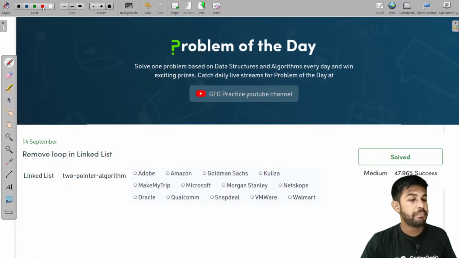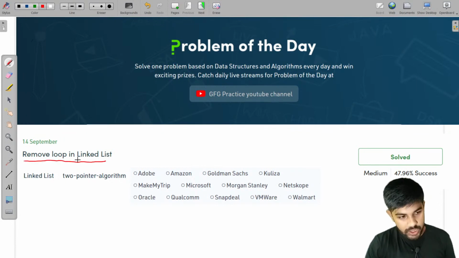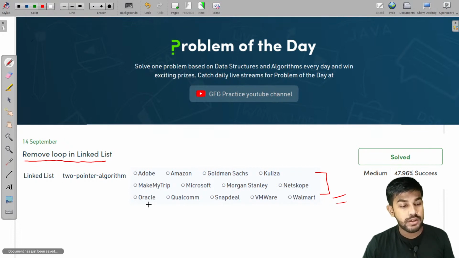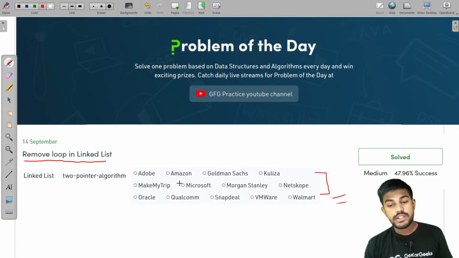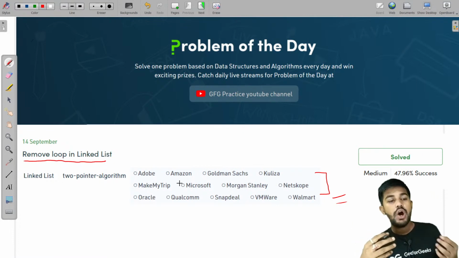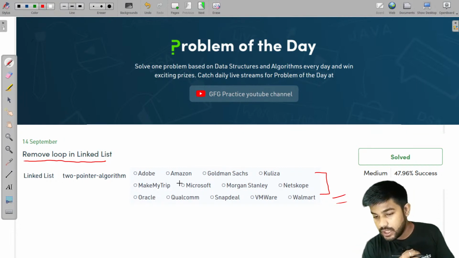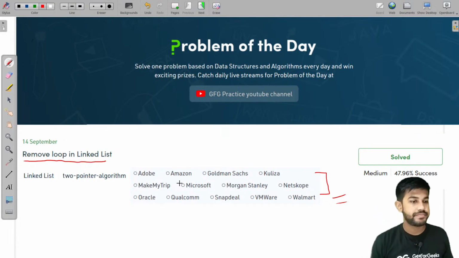So today we would be discussing the problem of removing a loop in a linked list. This question came in all these companies, like Adobe, Amazon, Goldman Sachs, Microsoft, Morgan Stanley, Walmart, VMware, Snapdeal, Qualcomm, Oracle, Make My Trip, and others. So this is a highly important question, and the loop concept is most important. Okay, Bhaumik, very good afternoon. So we would move forward to the question.